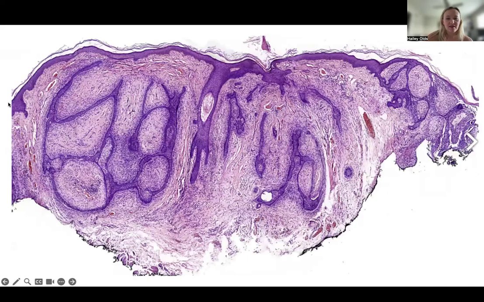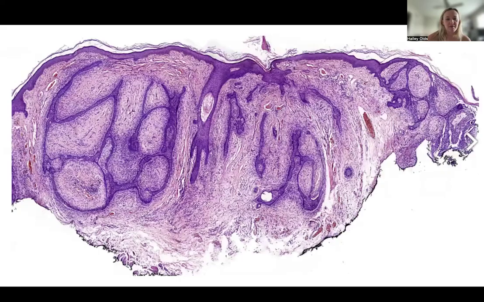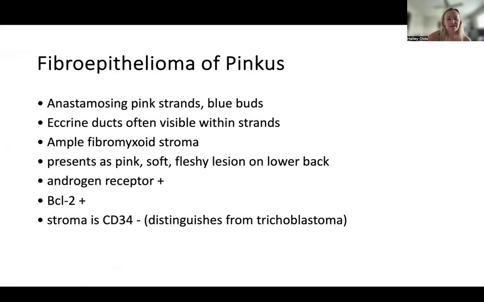Okay, last basal variant. So this one has thin anastomosing strands. So this one is a fibroepithelioma of Pinkus. Sometimes you can see eccrine ducts within the strands, and it has a lot of fibromyxoid stroma, as you can see here. It usually presents as a pink, soft, fleshy papule or nodule on the lower back, and it's androgen receptor positive, BCL2 positive, and the stroma is CD34 negative, which can help distinguish it from a trichoblastoma.